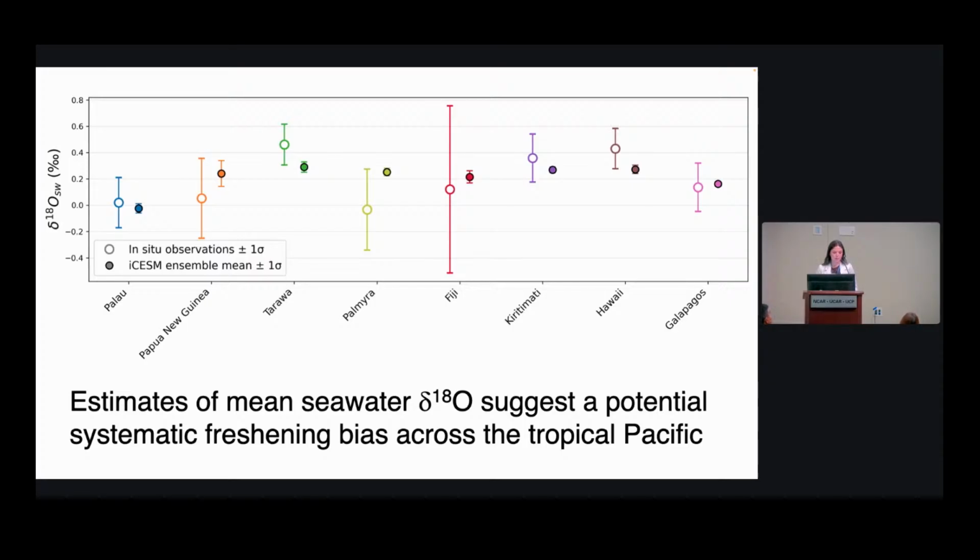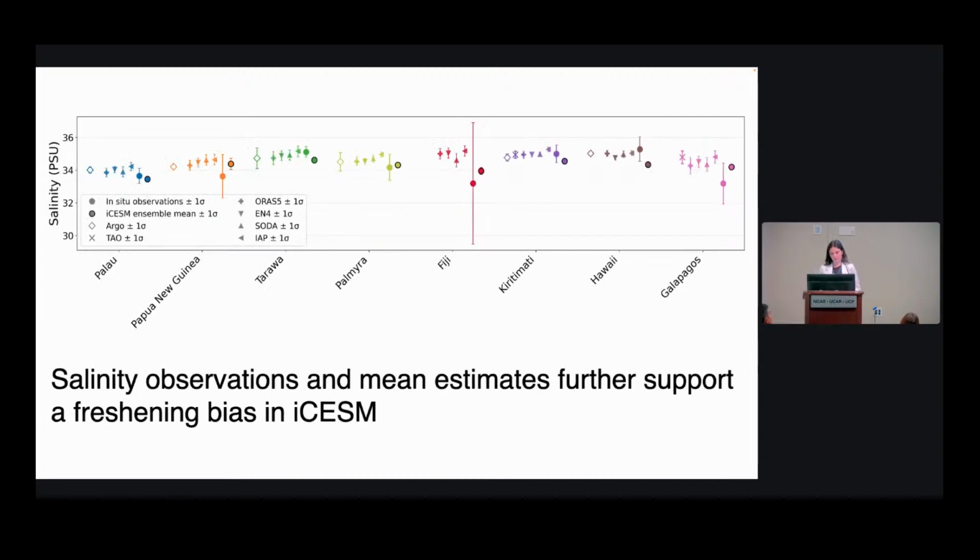Here I'm showing our observations on the left with error bars attached, and the ensemble mean to the right, where the error bars are showing the distribution of mean estimates given the sample size of our observational time series on the left. We see further support for this in salinity fields of a potential freshening bias in ICESM, and our observations are largely agreeing with previously published observational estimates from Argo and Tokelau time series and reanalysis salinity data as well from the area.